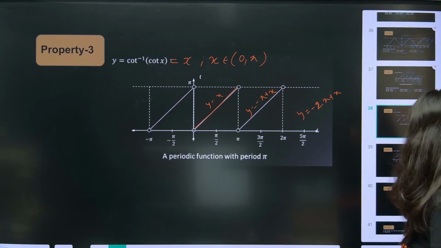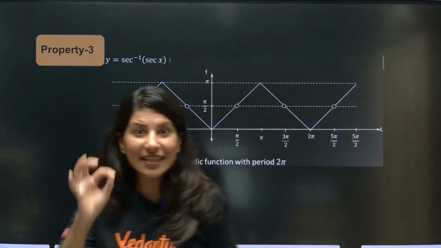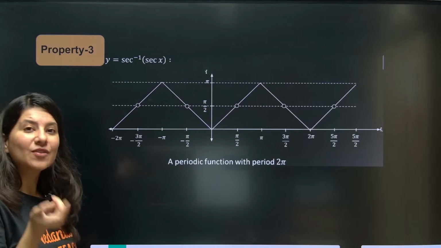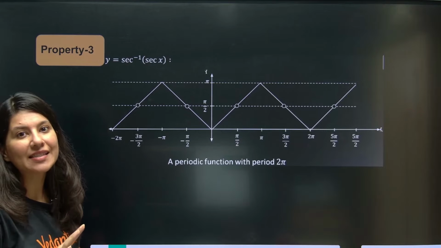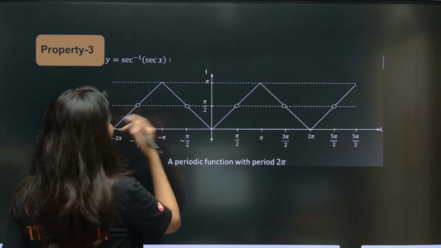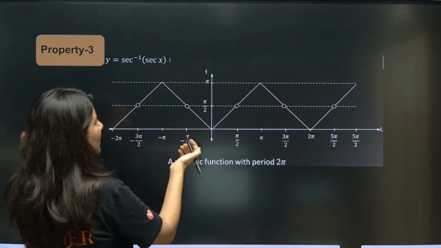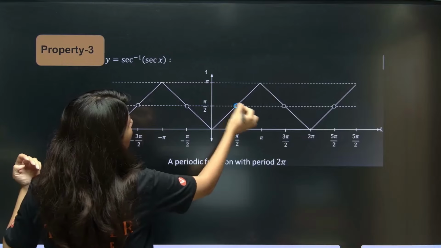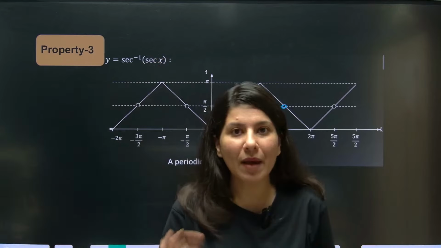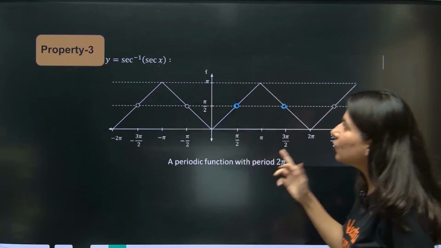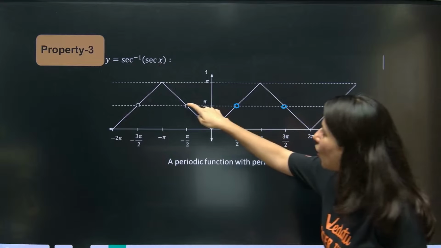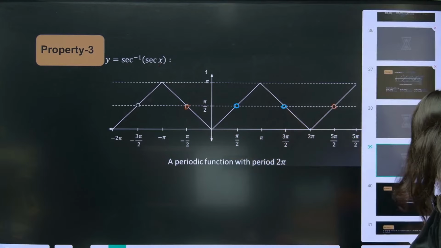Now the good news is sec inverse is exactly the same as cos inverse, and cosec inverse is exactly the same as sin inverse. The only difference between cos inverse and sec inverse is that at pi by 2 it is not allowed. So you can't put pi by 2. Cos inverse cos pi by 2 is allowed, but sec inverse sec pi by 2 is not allowed. That's why you will just see a hollow circle over here. Rest everything will be the same.